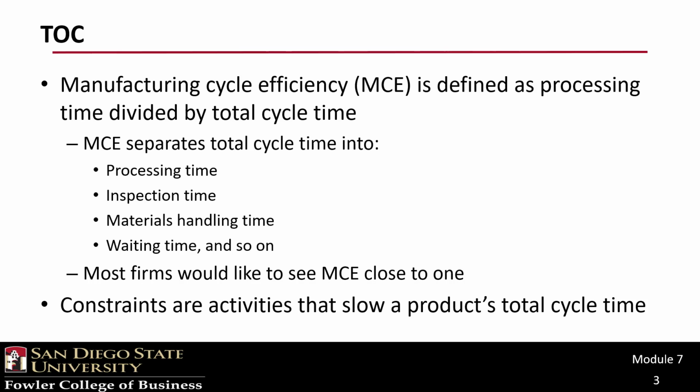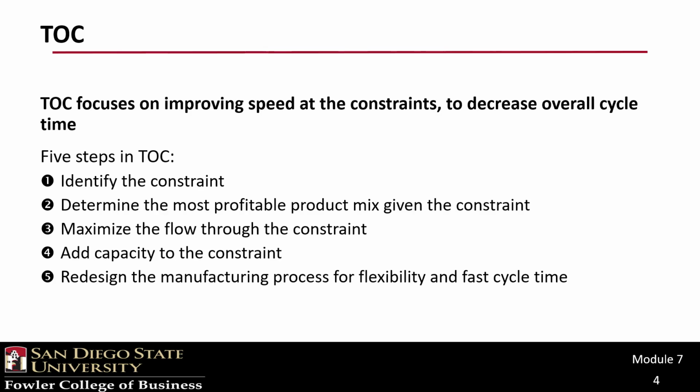Manufacturing cycle efficiency is defined as processing time divided by total cycle time. So MCE separates the total cycle time into processing time, inspection time, materials handling time, waiting time, and so on. Most firms would like to see an MCE that is close to 1. But constraints are activities that slow a product's total cycle time. So theory of constraints focuses on improving speed at the constraint point in order to decrease overall cycle time.